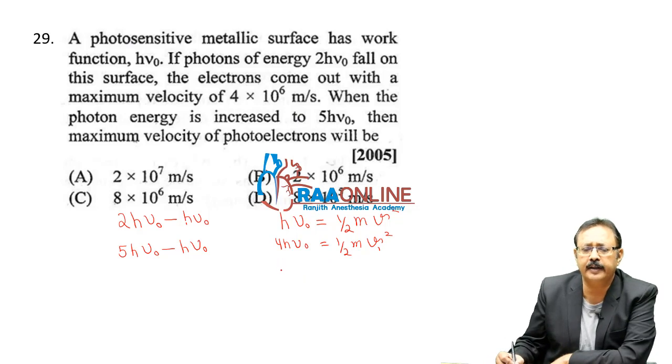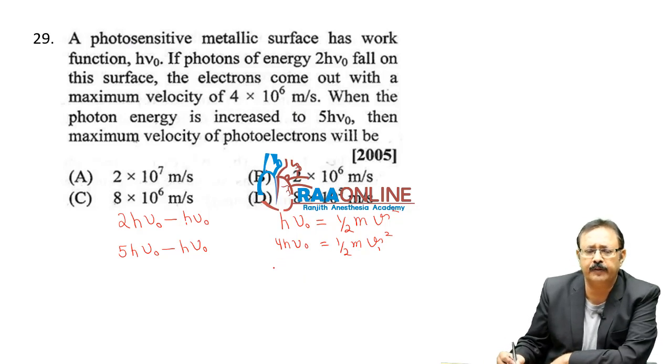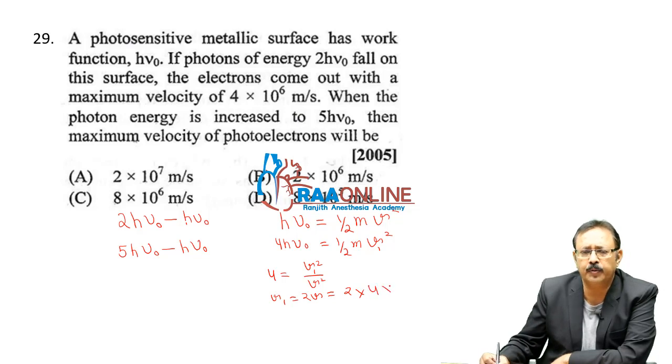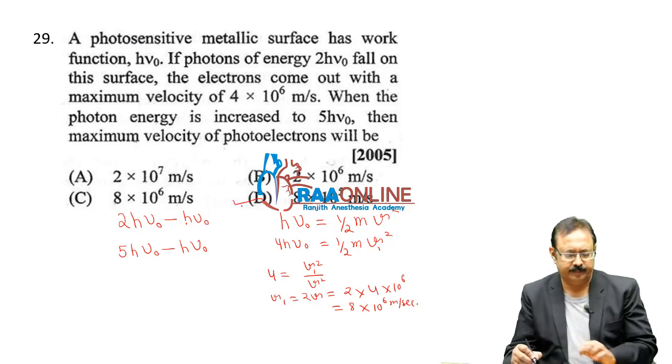So what we are getting, dividing the second equation by the first, we get v1 square by v square, which means v1 should be equal to twice the previous value. Previous value was 4 into 10 to the power 6 meter per second. So now it should be 8 into 10 to the power 6 meter per second. So we are going with option D.